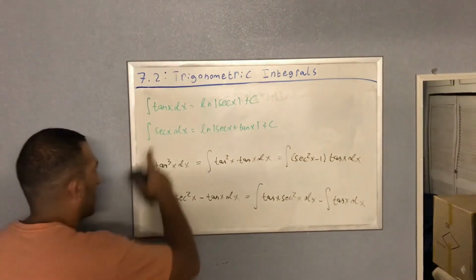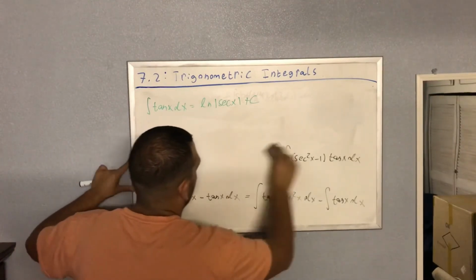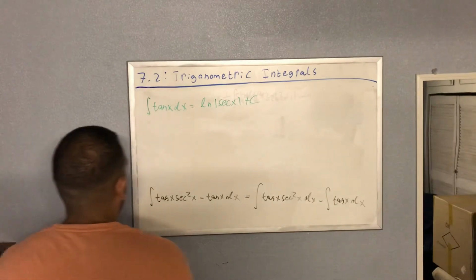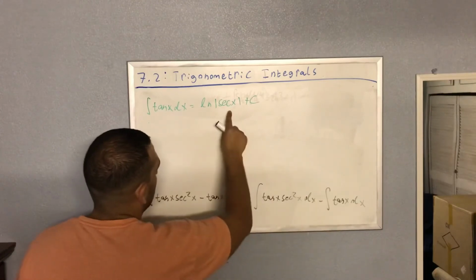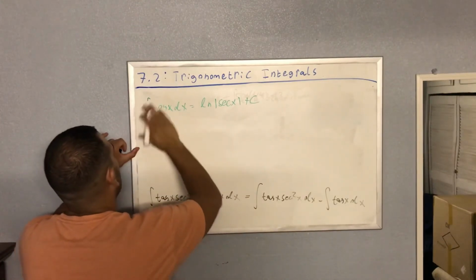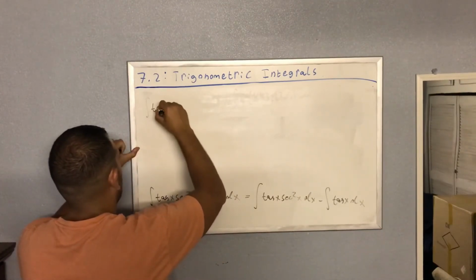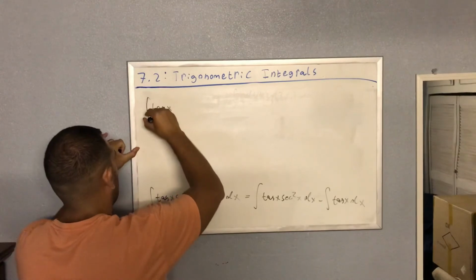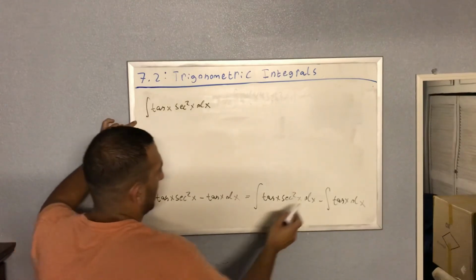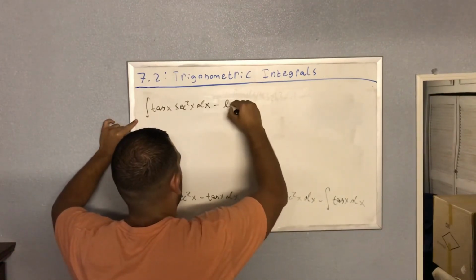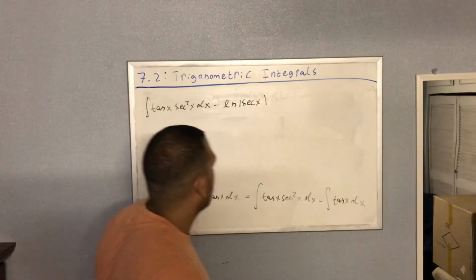Okay, and then now we'll go back, because I want to keep this. So the integral of tangent, we're going to use this. So this one will turn into the ln of the absolute value of secant x. So we still have the integral of tan x secant squared x. But then this one will just be minus ln absolute value secant x. So that one we knew because of our formula.